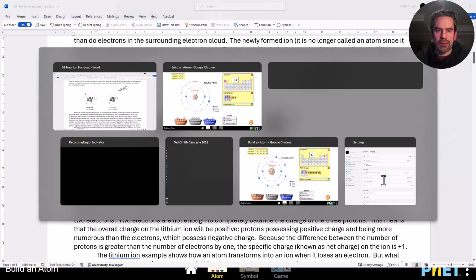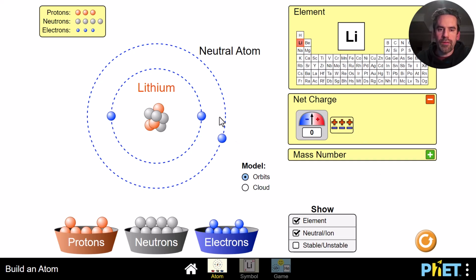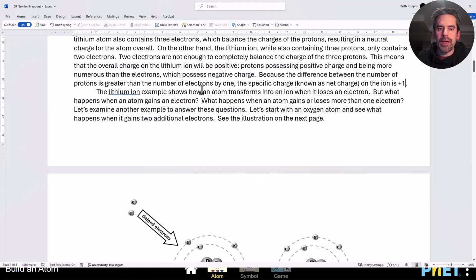And let's take a look at that. You can see if I take this electron away, now the net charge is +1 on that ion. Now the lithium ion example shows how an atom transforms into an ion when it loses an electron.